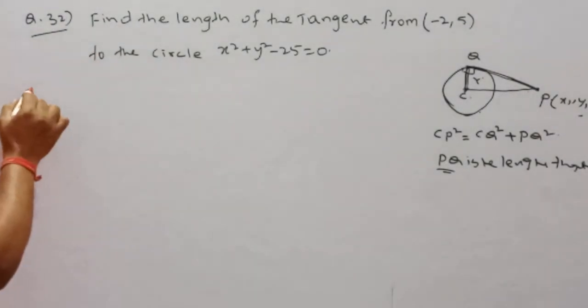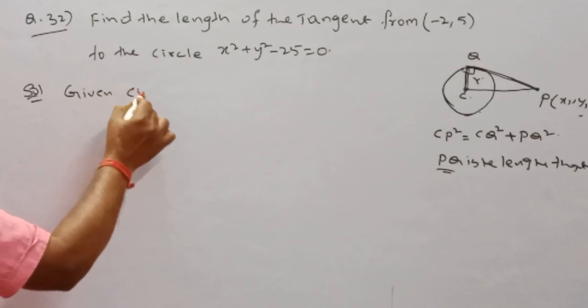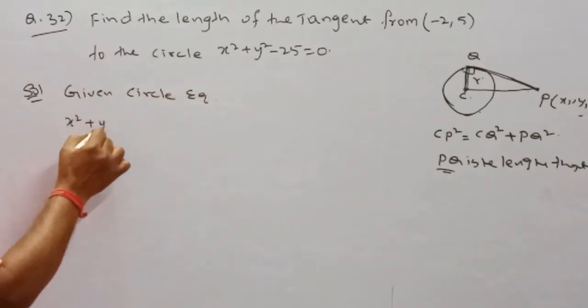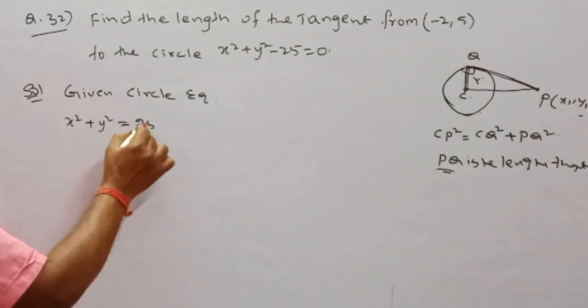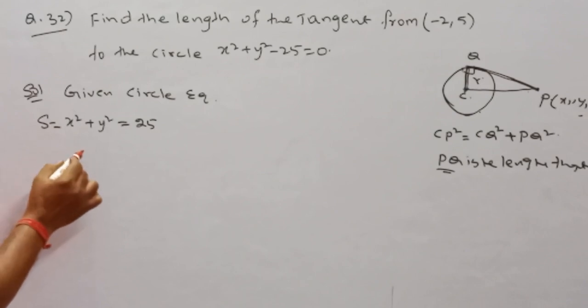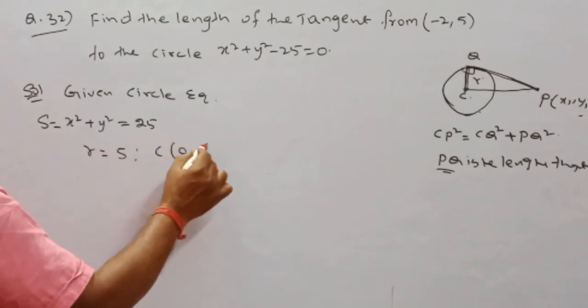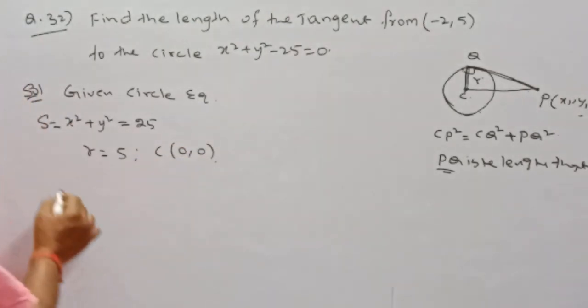Okay, all of you. Given the circle equation x square plus y square is equal to 25. Here R is equal to 5 and the center of the circle is (0, 0). First you have to find the given point.